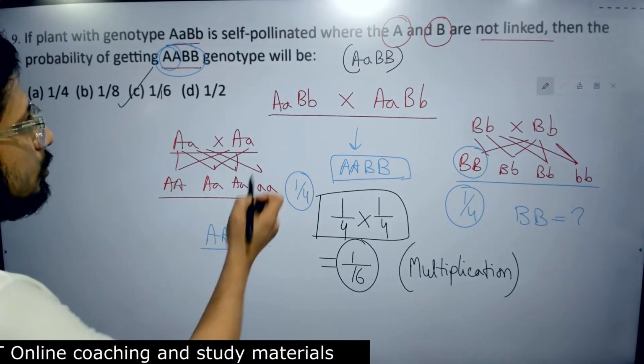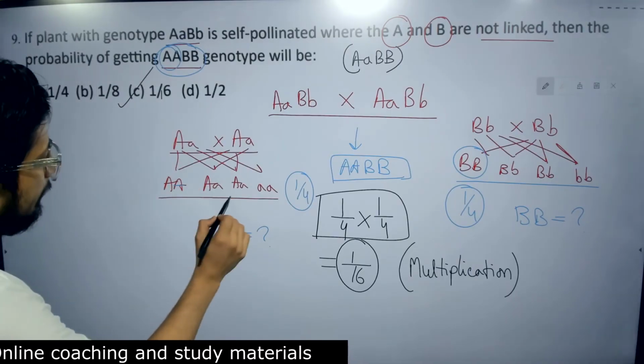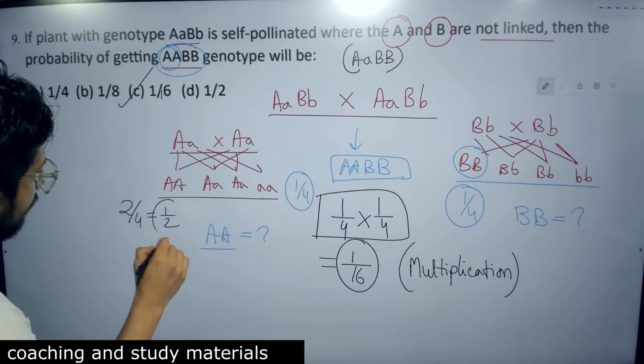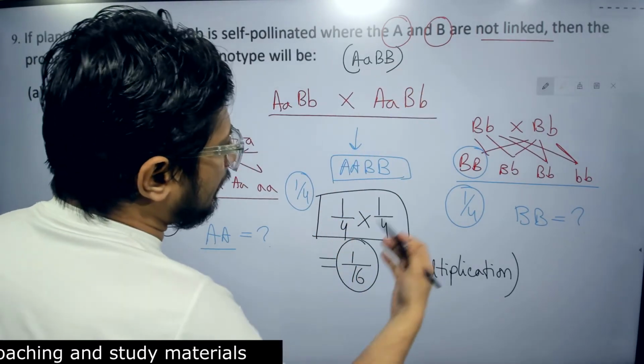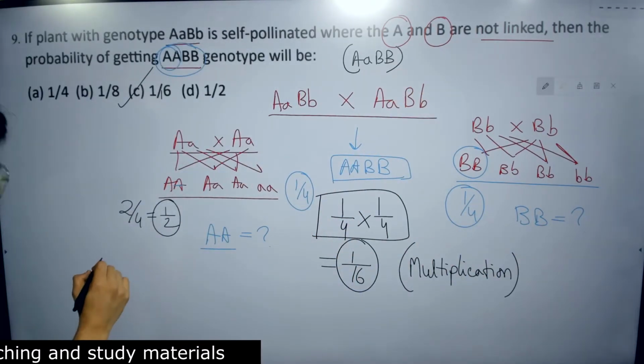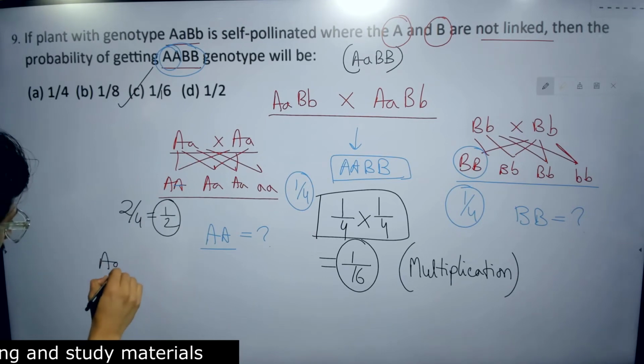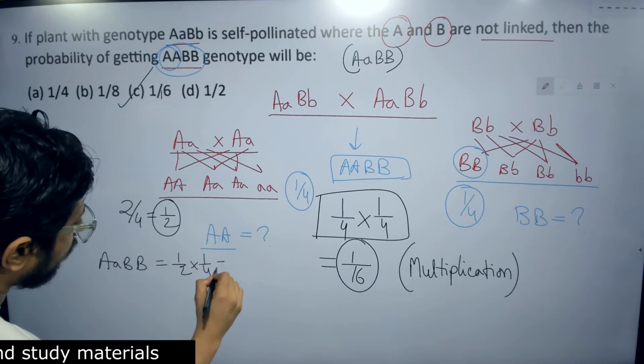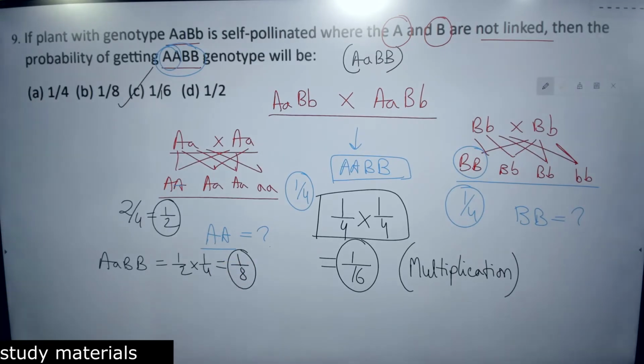First of all, what is the probability of capital A, small a? Look, it came 2 times out of 4, so 2 out of 4, or I can say half. And for capital B, we know it's 1 out of 4. So the probability to get capital A, small a, capital B would be half into 1 out of 4. That will be 1 out of 8.